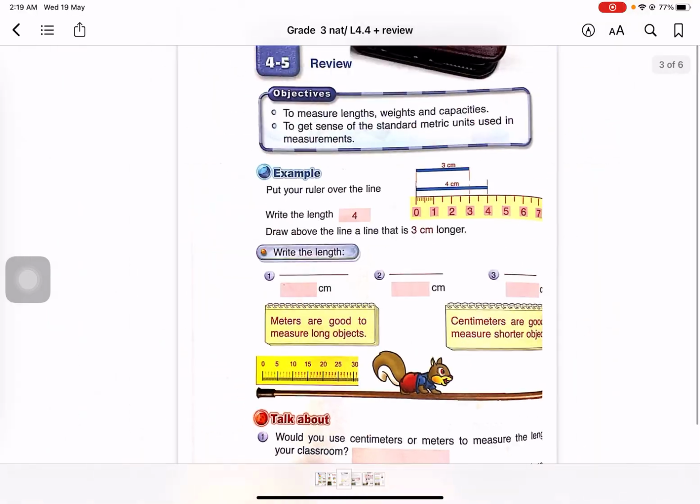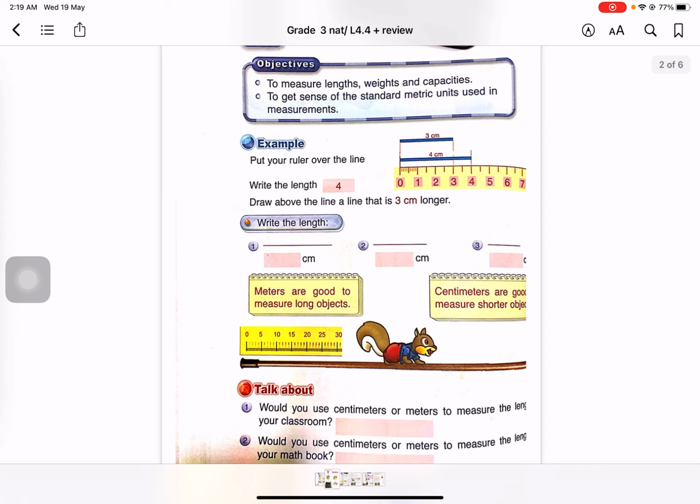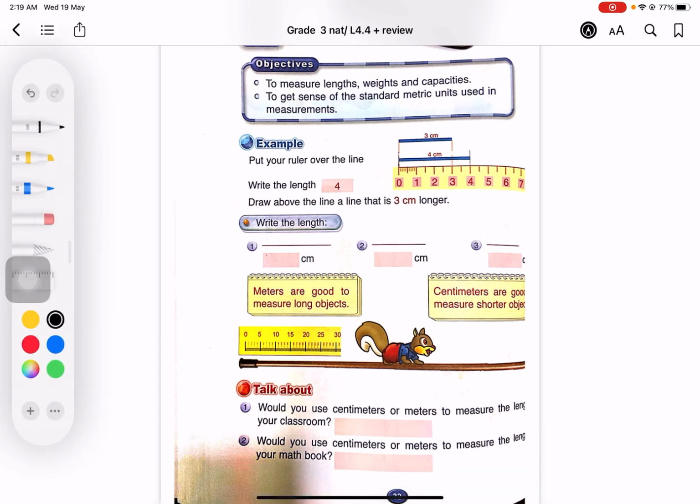Of course, if I want to measure my desk or my book, I will use this meter. Put your ruler over the line. I am going to use it to measure. Write the length. How much is the length? The length is how many? 4. Draw above the line a line that is 3 centimeters longer. Use your ruler and draw a line. This line is 4 centimeters, because you started from 0 to 4. This line is 3 centimeters. So the length here is 4 centimeters and the length here is 3 centimeters.